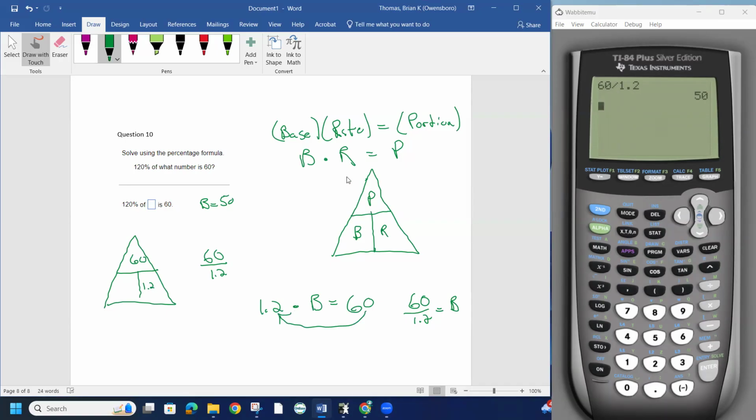So a lot of times the formula is written in the form of, I think the textbook uses a circle. I grew up with the triangle. So you may see that different depending on who teaches it.